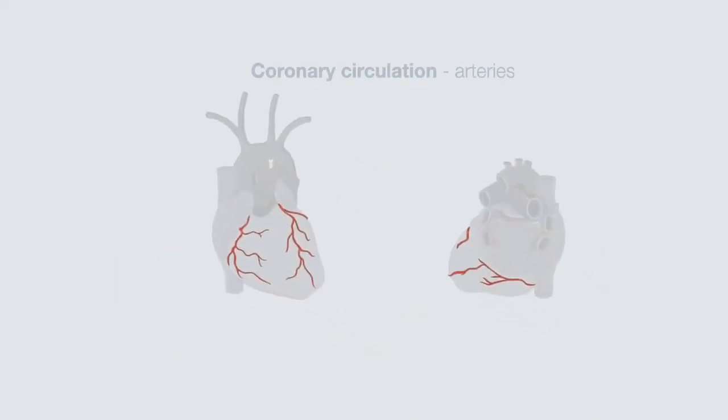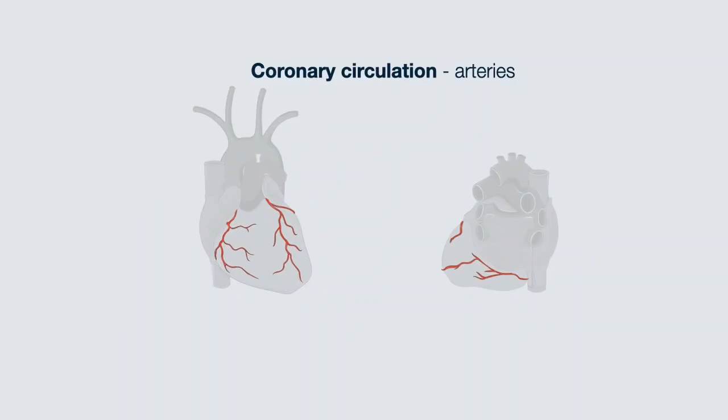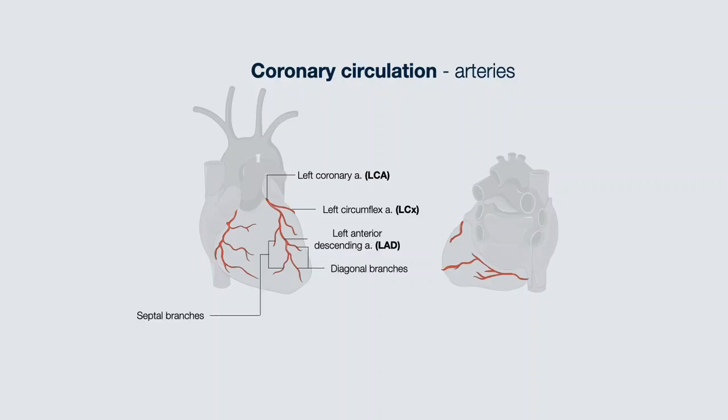We will now provide a simplified overview of the coronary circulation. Note that the left and right coronary arteries come from the base of the aorta. Here is the left coronary artery, which runs along the coronary sulcus. The branches of the left coronary artery includes the left circumflex artery, which supplies the lateral wall of the heart, and the left anterior descending artery, which supplies the anteroseptal wall of the heart. It has septal and diagonal branches.